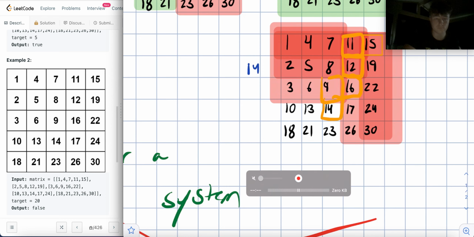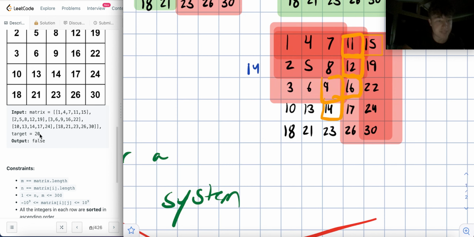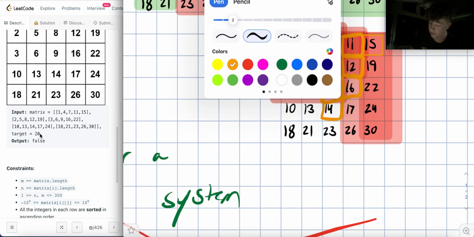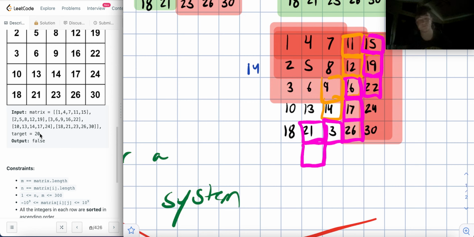Okay. Now, what would it mean if the value was not in this system? So, for example, let's say the target was 20. I'm not going to write through the whole system again, but I'll do a new color here. So it's greater than 15. It's greater than 19. It's less than 22. It's greater than 16. It's greater than 17. It's less than 26. It's less than 23. It's greater than 21. It would go here. Right? So it goes at most m plus n values.